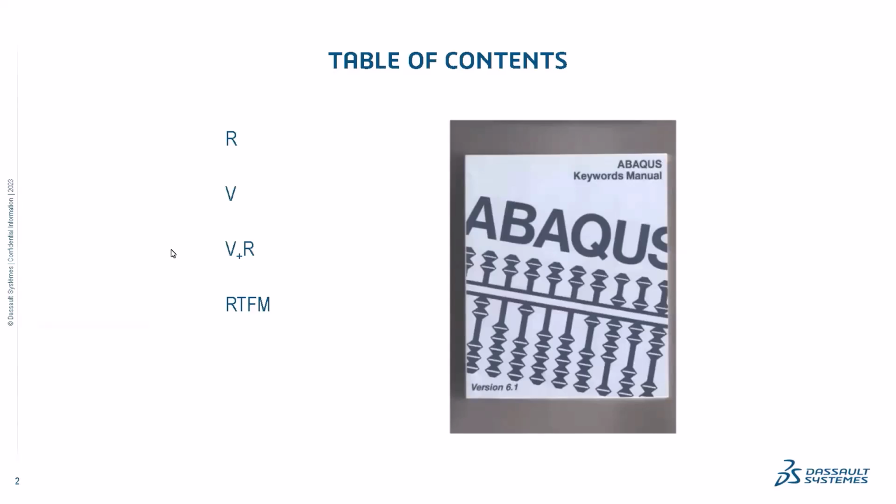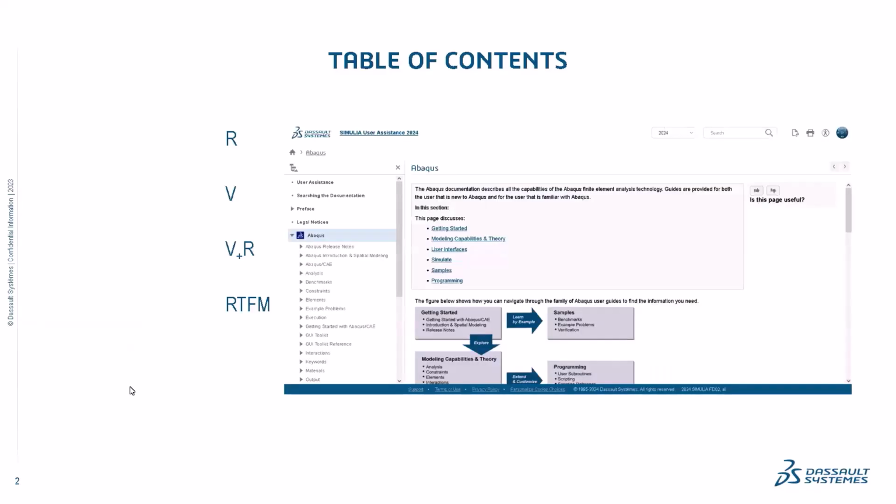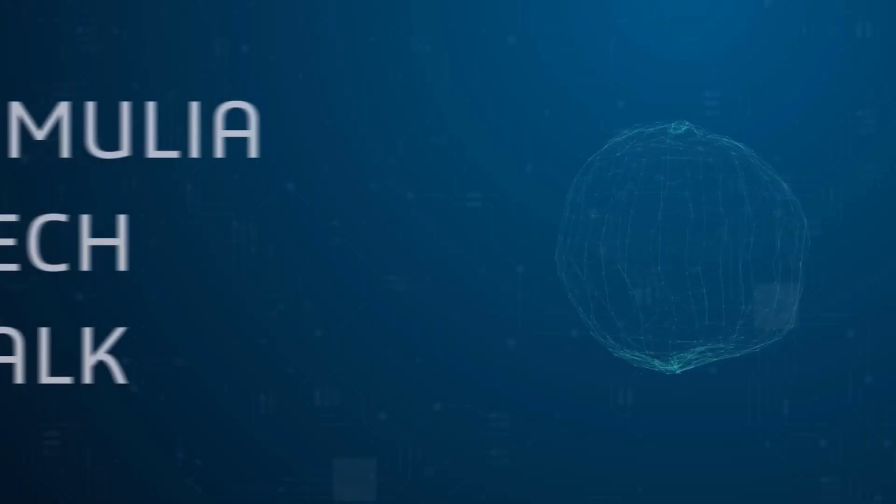By now, I have heard that there's a new thing out there, and it is called the internet. And so people nowadays do not use printed documentation anymore, but rather this new thing called internet, and they search the Abaqus documentation. Here, for example, SIMULIA User Assistance 2024 online, which allows for far more sophisticated searching, obviously.